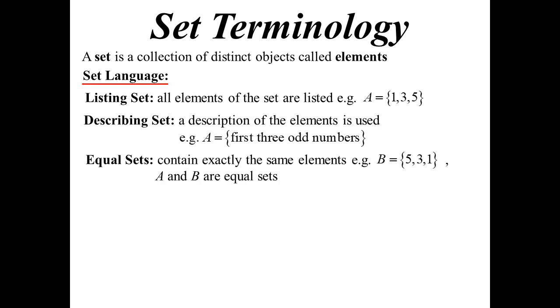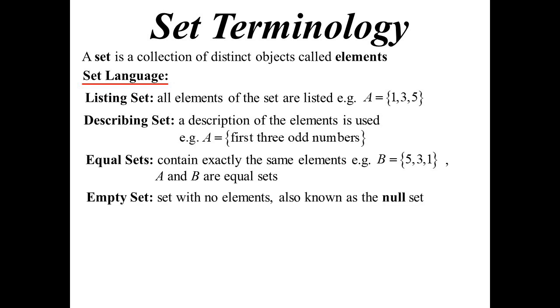Equal sets: sets that contain exactly the same elements. Set B is 5, 3, 1. Well, that's got the same elements as set A, 1, 3, 5, so they're equal sets. The empty set is a set that contains nothing, also called the null set. The universal set is the other end of the scale. That's a set that contains everything.